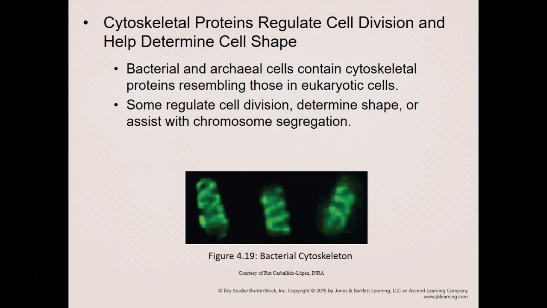Bacteria have their own cytoskeletal proteins. They're very similar to eukaryotic cytoskeletal proteins. They function the same way. They help to move materials around in the cell. They help to regulate cell division, and they help in determination of the bacterial shape.